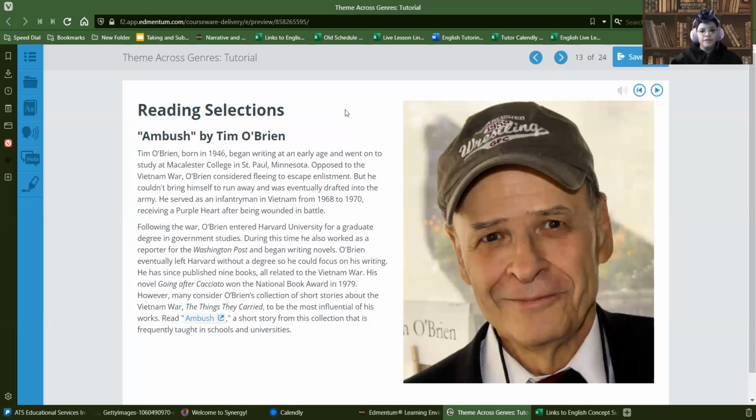Okay, so now we've got some reading selections here. We have Ambush by Tim O'Brien. And this slide gives you some information about his life and his background as a vet from the Vietnam War. Just in general, they let you know he was born in 1946. He was definitely very opposed to the Vietnam War after he came back. And his most influential work was The Things They Carried. He's very famous for writing about war, about soldiers' experiences, and that's what his works center around. So Ambush is definitely about that.